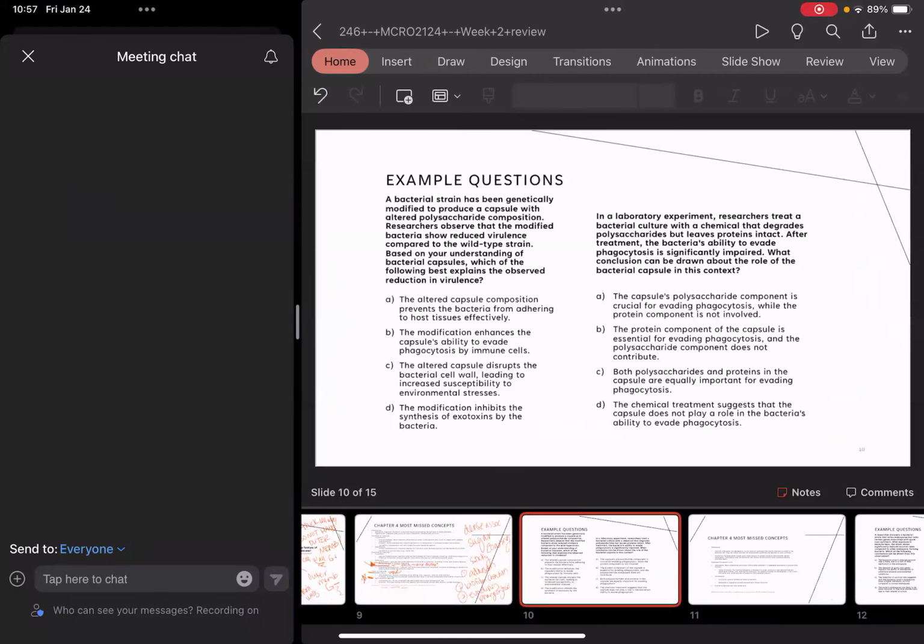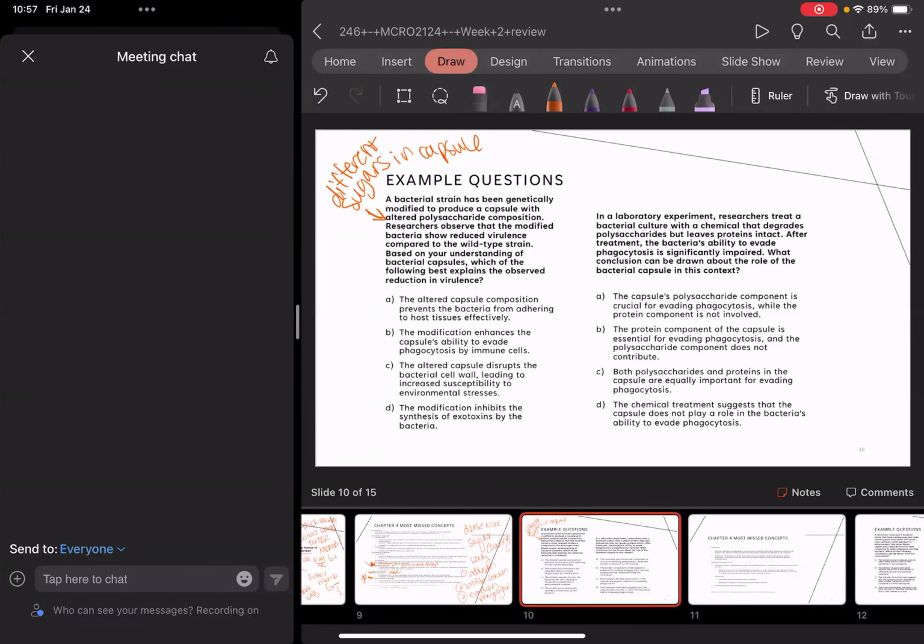So for our questions for this one, a bacterial strain has been genetically modified to produce a capsule with altered polysaccharide composition. So this is a nice fancy way of basically saying different sugars than usual in our capsule. So what's it going to tell us about that? Researchers observe that the modified bacteria show reduced virulence. So this is a fancy way of saying that our change in our capsule made them less effective at causing disease. So different sugars in our capsule decrease disease. So we can define it that way.